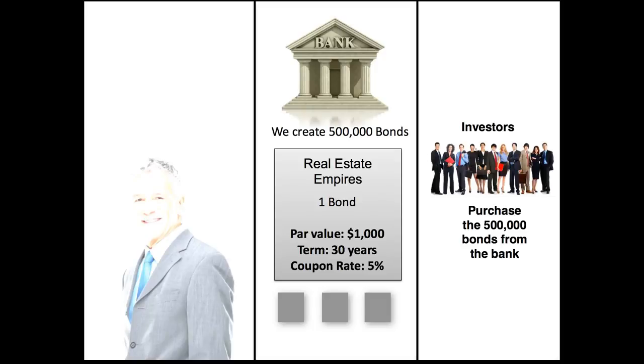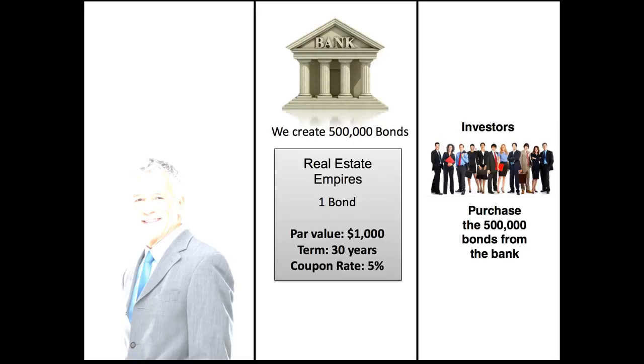Okay, there's our investors. And so the bank, after Jack's out of the equation, Jack got his $500 million from the bank. And now the bank is going to go ahead and issue and start selling these 500,000 bonds to all sorts of investors. Now, one investor might buy 1,000 bonds. The next person might buy 100 bonds. But the bank is going to be selling each one of those bonds.